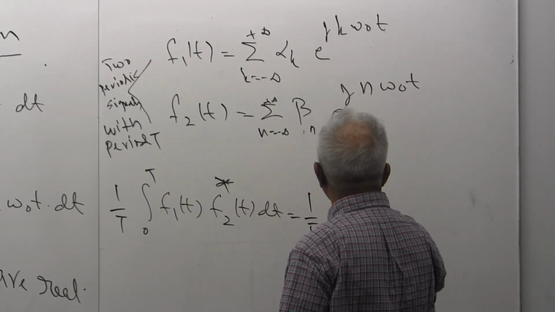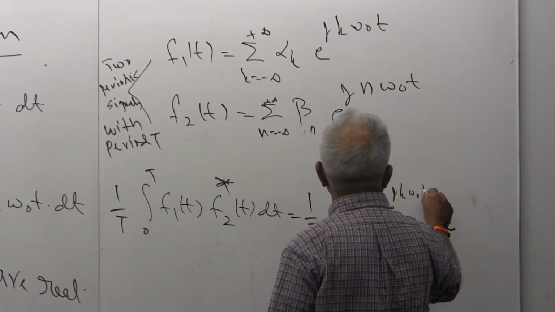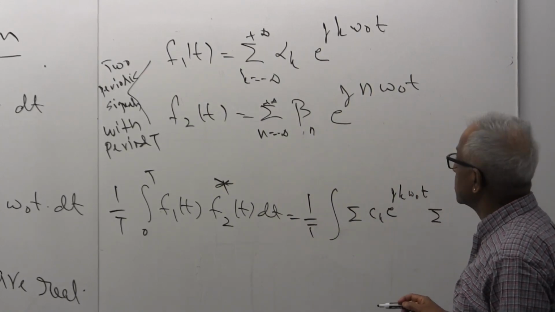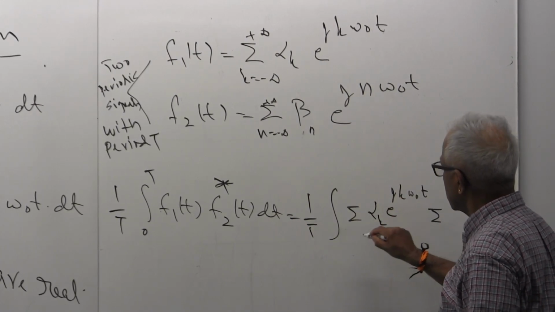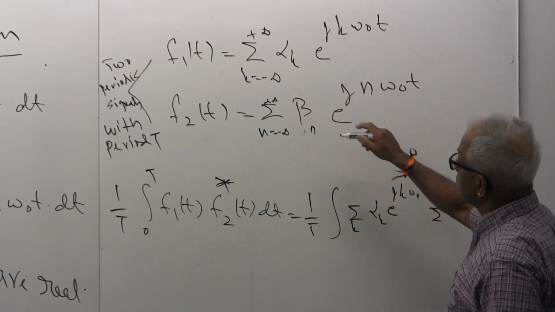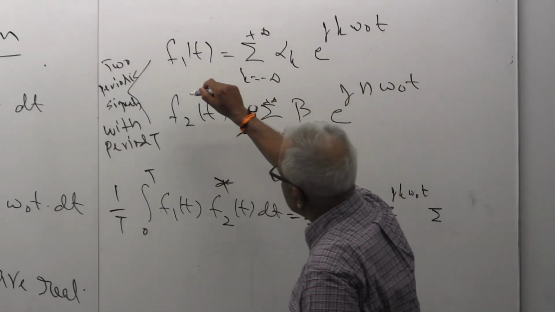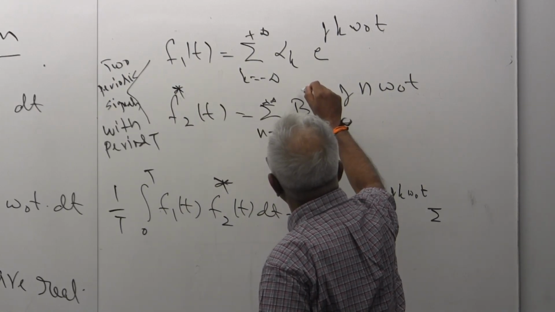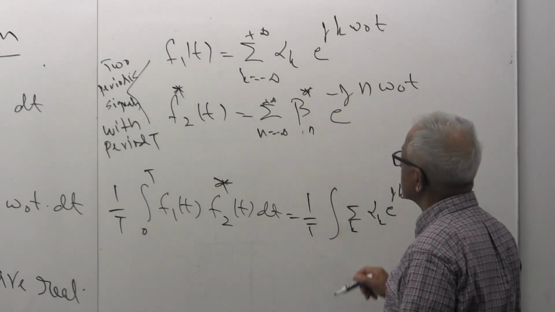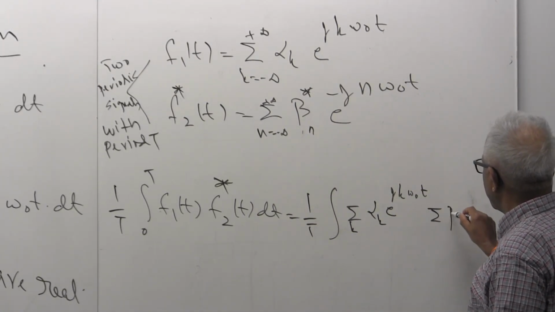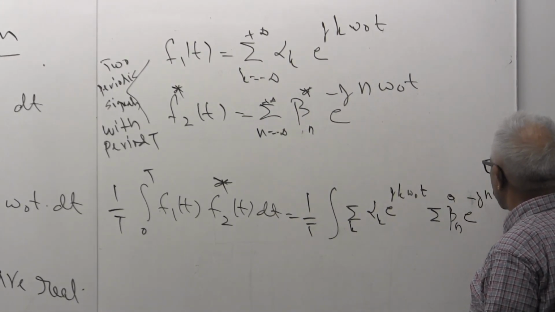So integral sigma c_k e raised to jk omega naught t. And the second expression will be what? Anybody? Not c_k, alpha k. Beta. Except remember, these could be complex. So because I have a complex conjugation here, its complex conjugation will be what? Complex conjugate here and minus here, complex conjugate there. So this will be beta n star e raised to minus j n omega naught t dt.